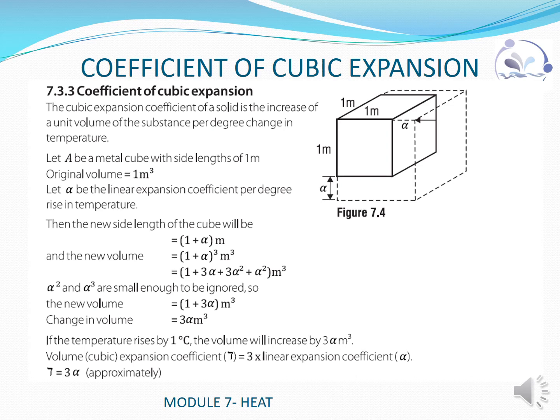The cubic expansion coefficient of a solid is the increase of a unit volume of a substance per degree change in temperature. Here they're explaining how you end up having meters cubed, and here you're having what? A coefficient of linear expansion. Then we're having the coefficient of linear expansion squared, the coefficient of linear expansion cubed. Then here they're explaining that a cubic expansion coefficient is the same as 3 multiplied by the linear expansion coefficient.